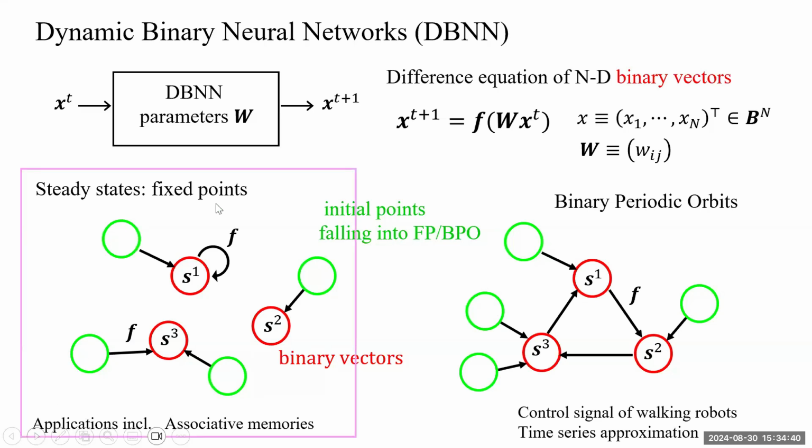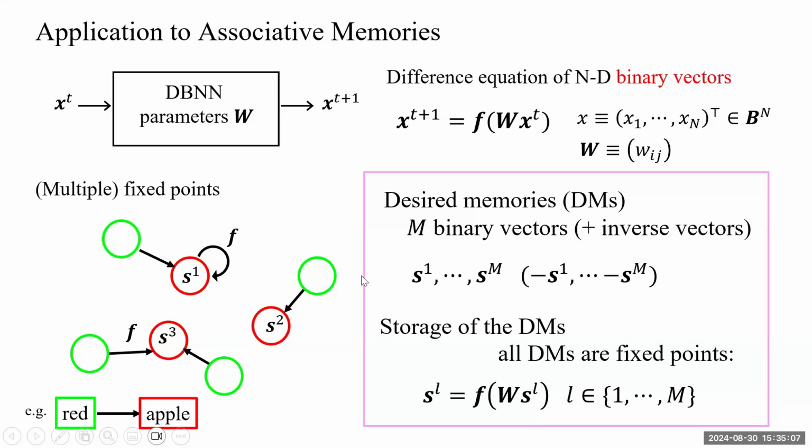In this webinar, we consider this simple case, the steady state of fixed point and application to associative memories. But in the same proposal 2, we introduce binary periodic orbit and control signal application, controlling a walking robot. The associative memory: this is a fixed point and initial point. For example, if the initial point is red, this is the input. And if it falls into S1, this is apple, then we associate apple. This is a brief explanation of associative memory.